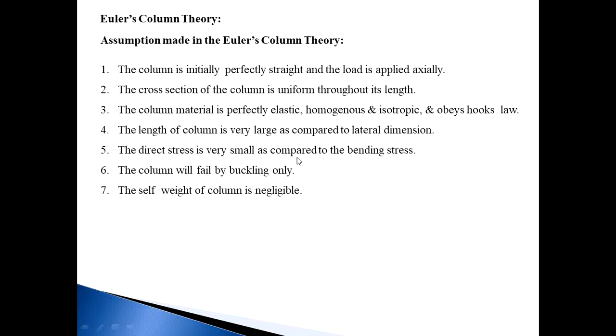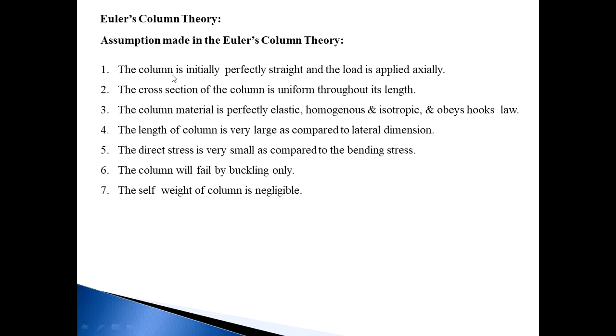So for analysis of column, basically two theories are there. First one is Euler's column theory and second one is Rankine's column theory. In this lecture, we discuss Euler's column theory. Before starting this theory, some assumptions are there for Euler's column theory. What are those assumptions? Let us see.